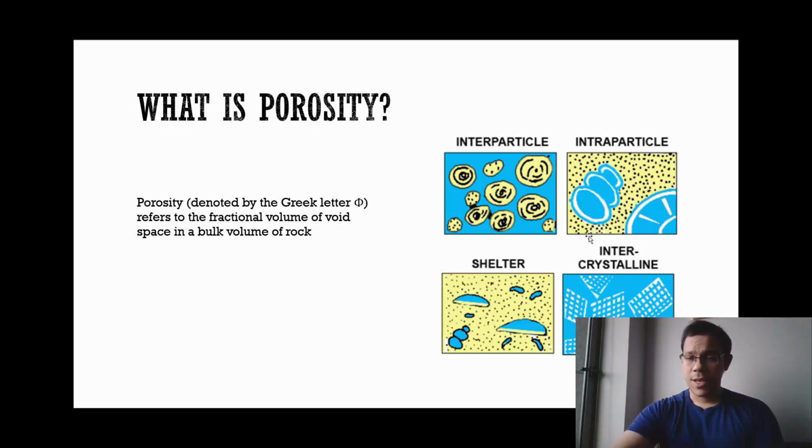Imagine in these images, the yellow area is solid rock, and the blue is void space that hopefully will be filled with hydrocarbons. So the fraction of the blue area compared to the solid rock will be defined as porosity. And why is it important? Because we need it to have a place for hydrocarbons to be.